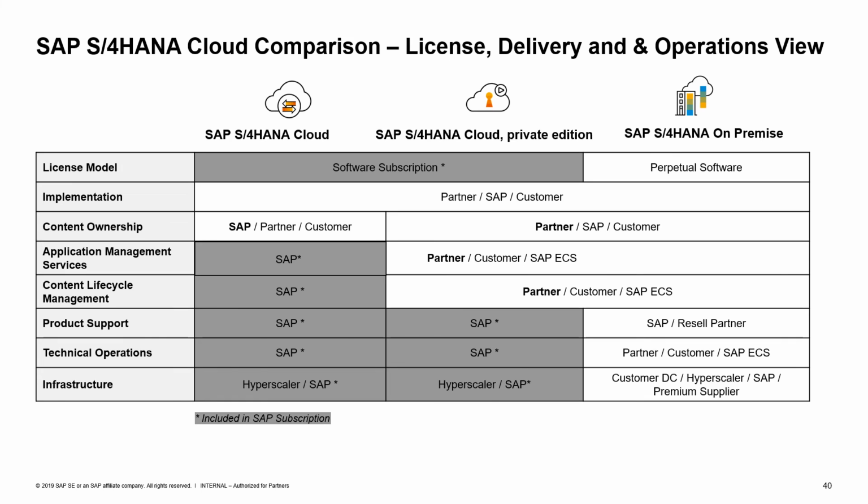Okay, so Proactive AMS for Essentials Extended Edition is SAP. Now, on Private Edition, it's all on the partner, the customer, or if they would like, the customer can elect SAP ECS to provide this. The Content Lifecycle Management, as you can see, for public cloud, it's SAP. And for Private Edition, Content Lifecycle Management is a partner-centric approach.